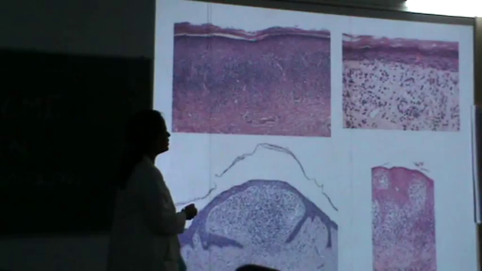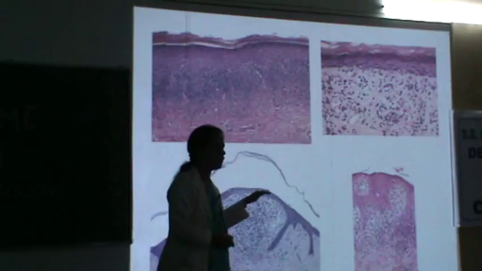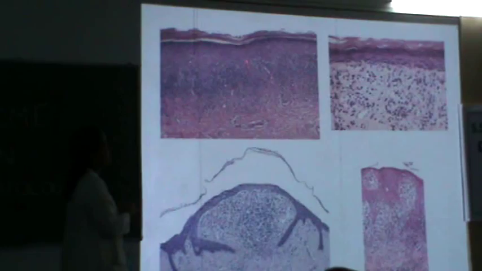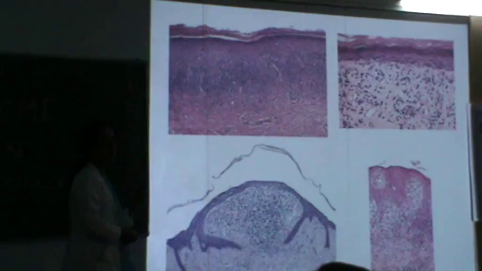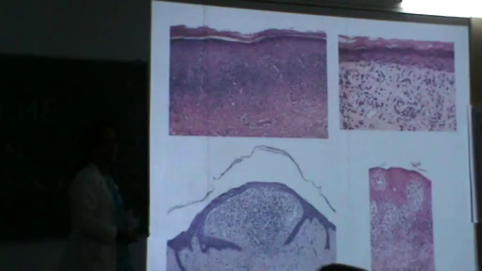What has happened to the epidermis here? You can count the layers also: 1, 2, 3, 4, 5. So 5 and less, we call it an atrophic epidermis. So it is atrophic. Here it is acanthotic, slightly irregular, acanthotic. Here, digitate. So the rete pegs are elongated.